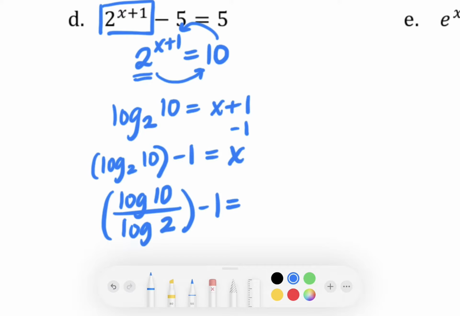Log of 10 divided by, and if you're saying log of 10, that's easy, I can do it in my head. Yay. If you're not, don't worry. So log of 10 divided by log of 2 minus 1, 2.3219. But again, we're going to round that to this decimal place right here. So we want to round that up to 3.22.